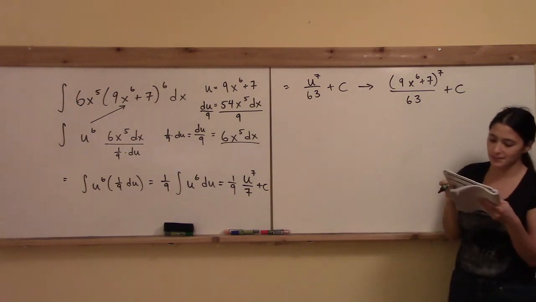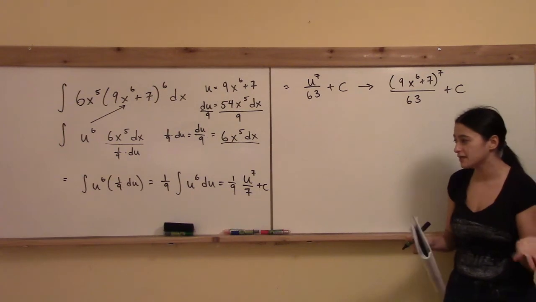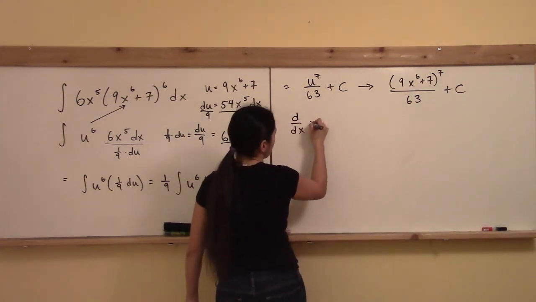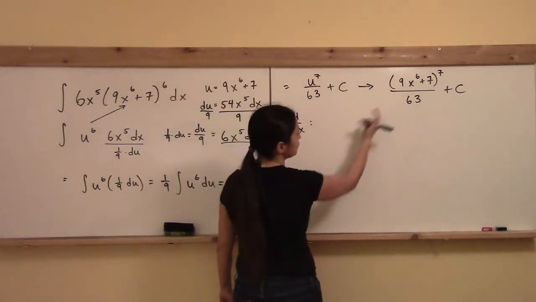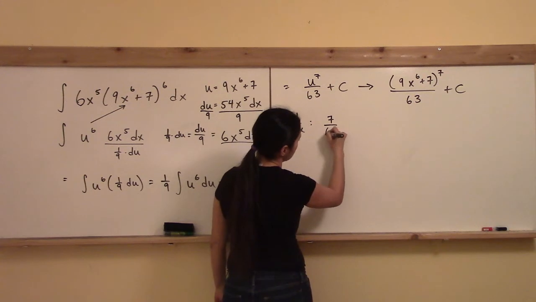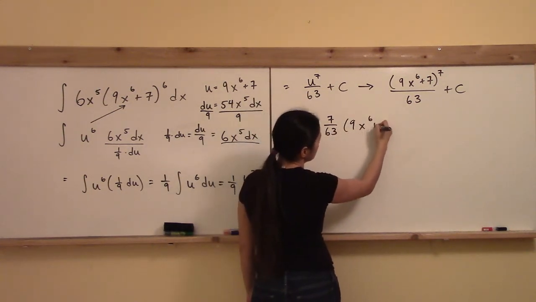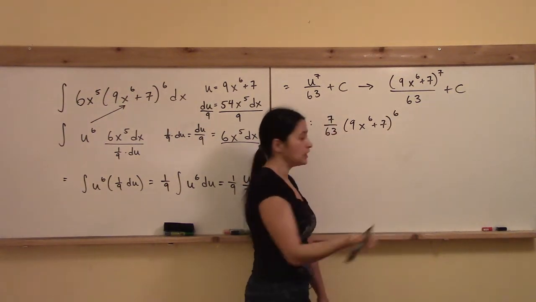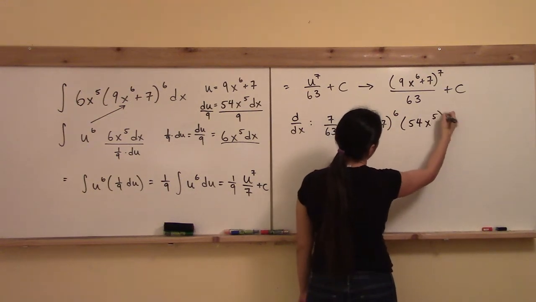Well, that's what I claim is my answer. Is that really my answer? I can always check. So I'm going to go ahead and check. Okay, so I'm going to take a d/dx at this point, because now I'm trying to check my answer. So the derivative of this is that a 7 comes down and goes on top of the 63. Then I get (9x^6 + 7), and I'm going to get that to the 6. Don't forget the chain rule. Then I have to multiply by 54x^5.